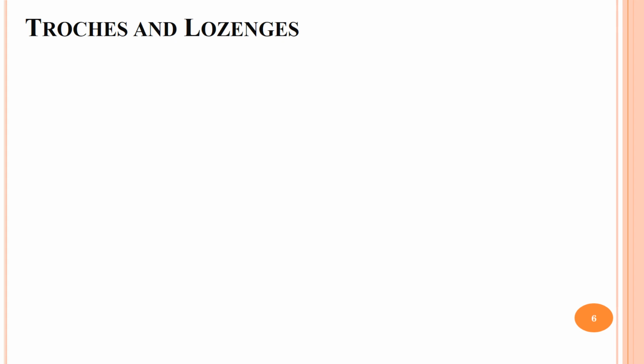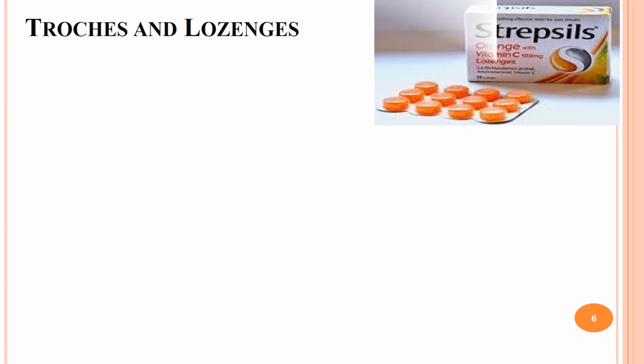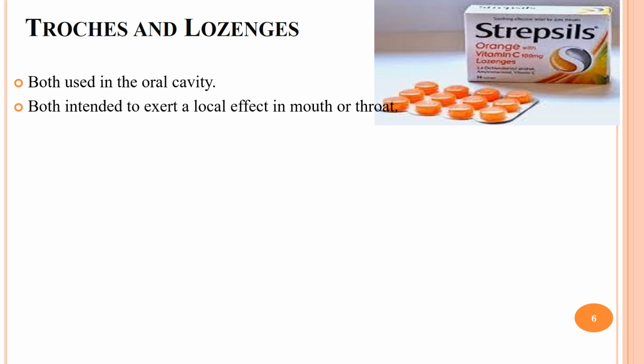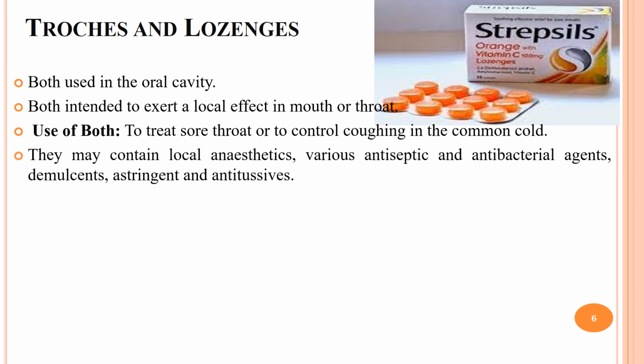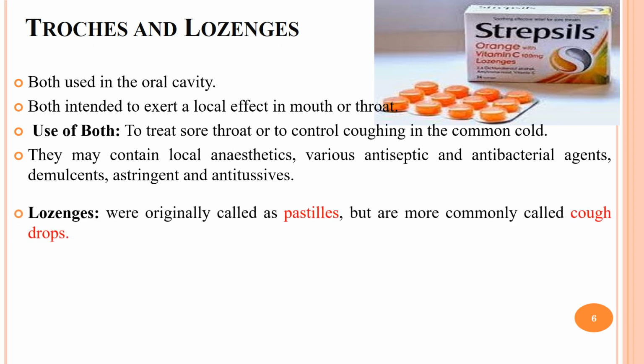The second subclass for the oral cavity is the troches and lozenges. The most common example is strepsils. Both are used in the oral cavity. They both are intended to exert local effect in mouth or throat. The use of this category is to treat sore throat or to control coughing in the common cold. They may contain local anesthetic, various antiseptic and antibacterial agent, demulcent, astringent and antitussives.